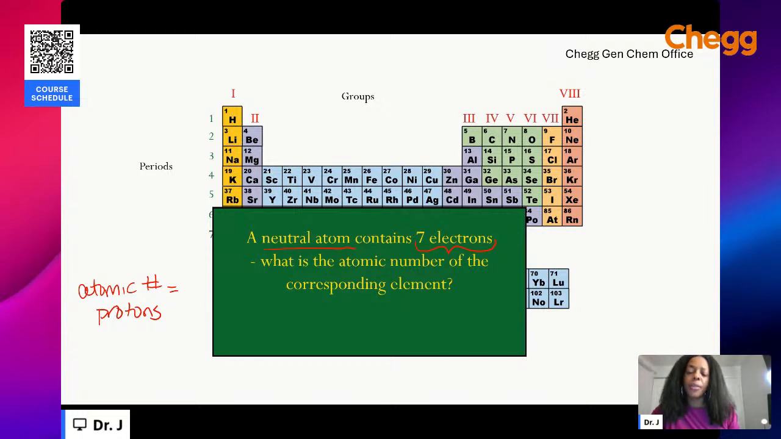And so if this is telling us that we have a neutral atom, neutral means that our protons are equal to our electrons, because the positive subatomic particles and the negative subatomic particles are equal. They're canceling each other out. They're neutral. So if we have 7 electrons, that also means we have how many protons? How many protons do you think we have here? Yep, so I see Taybay on TikTok, 7 protons as well. Perfect. So if we have 7 protons, that means that 7 is our atomic number.